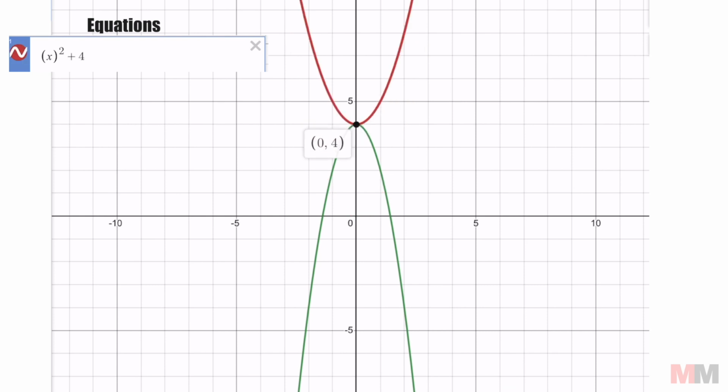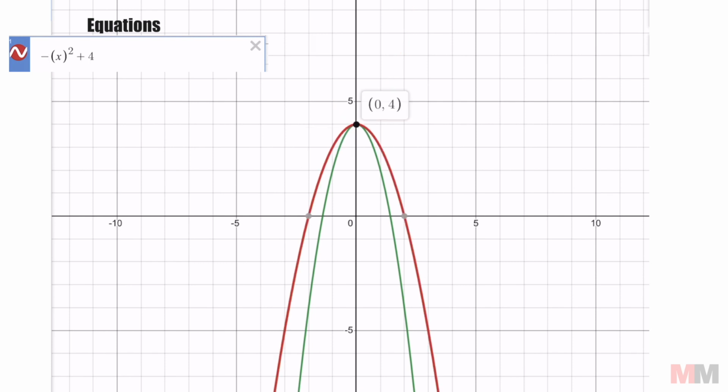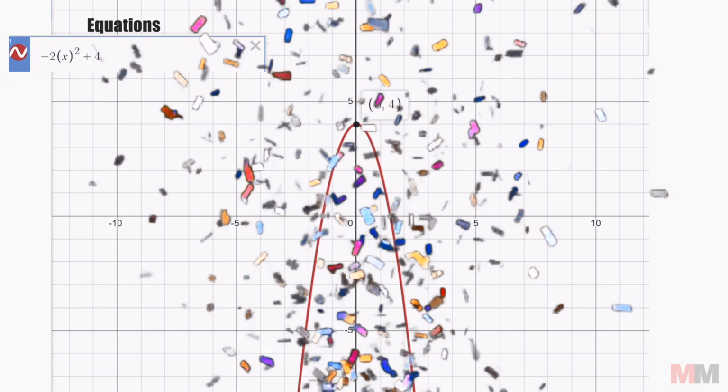The next thing that that green graph did is that it flipped upside down. So your A value is going to be negative. You're going to have to change that to a negative. I'm almost there. It's almost matching up. If you compare the red to the green graph, the green one's a lot skinnier, meaning the A value is going to be higher than -1. So try -2, and as you can see, now we got it to match up.